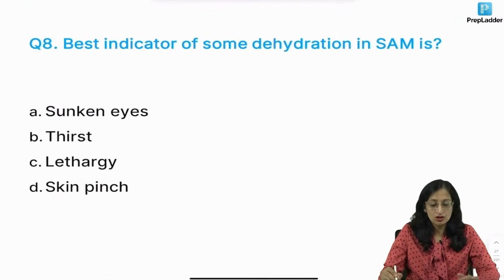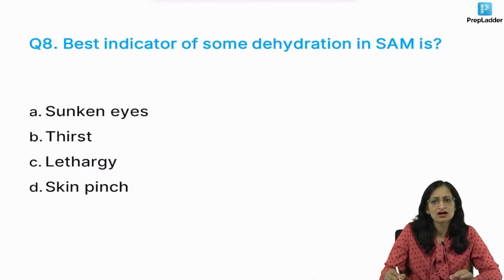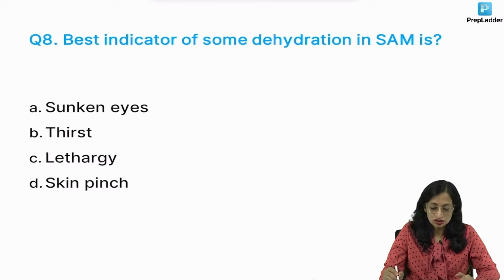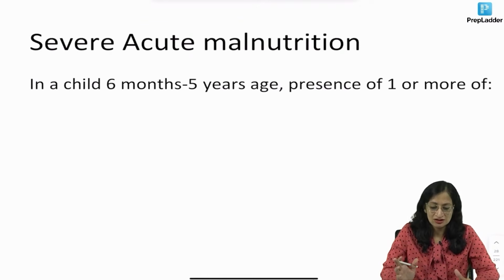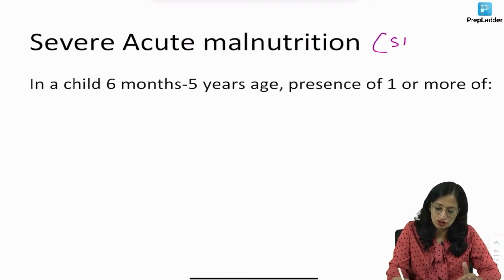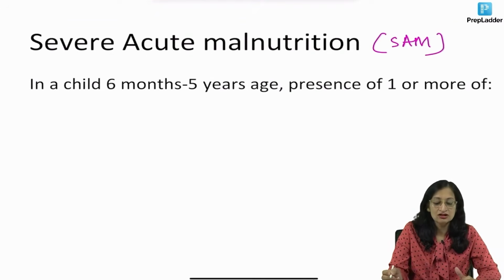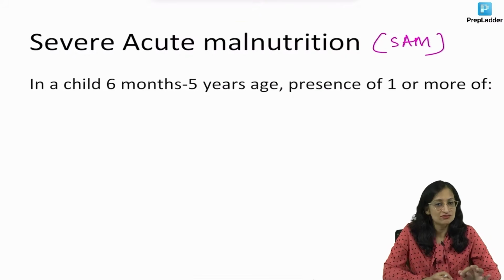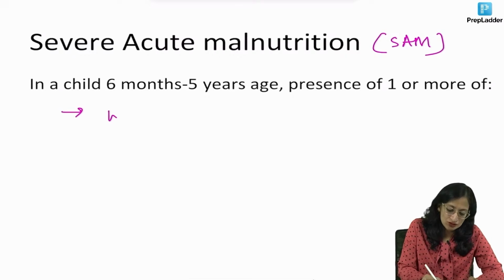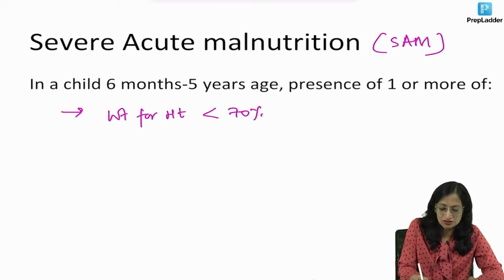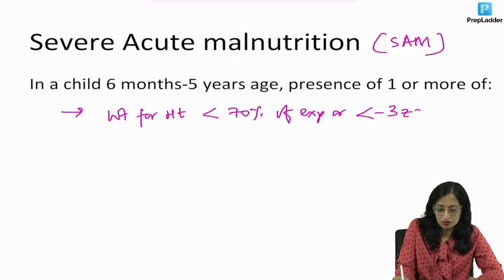So moving ahead, what is the best indicator of some dehydration in SAM? What is SAM? You get a question on it in every other exam. SAM is severe acute malnutrition. We all know, how is it defined? In a child 6 months to 5 years of age, presence of one or more of the following. We look at weight for height: less than 70% of expected or less than minus 3 Z score, okay?